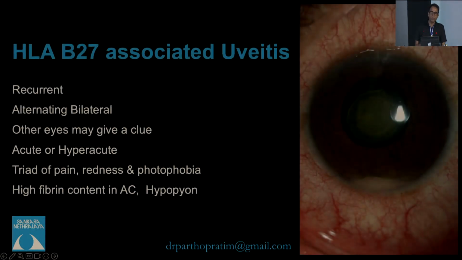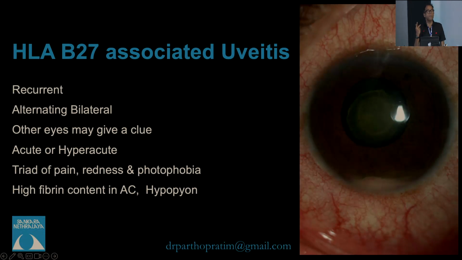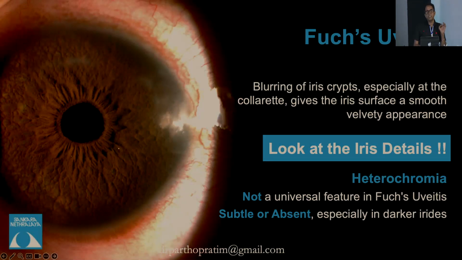Now HLA-B27 associated uveitis is alternating bilateral. That means the patient will come to you and give a history that yes, there is a history of recurrent attacks of redness, but sometimes it will come to the right eye and sometimes to the left eye. So we call it ping pong uveitis. It will go to one eye and then again jump to the other eye. That's why it is bilateral, and the inflammatory material, if you examine, will be fibrinous exudate. Now coming to the next variety, the Fuchs uveitis.